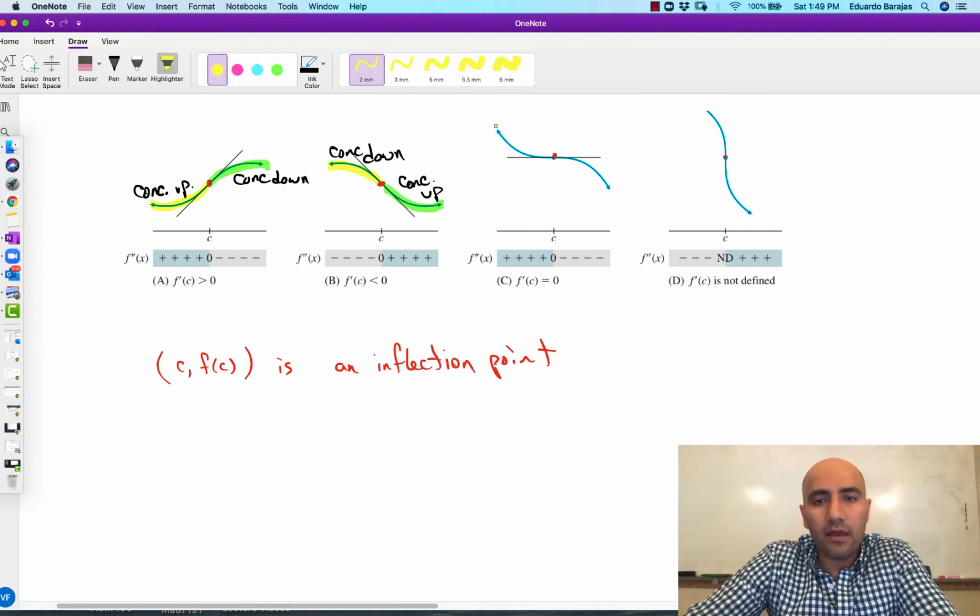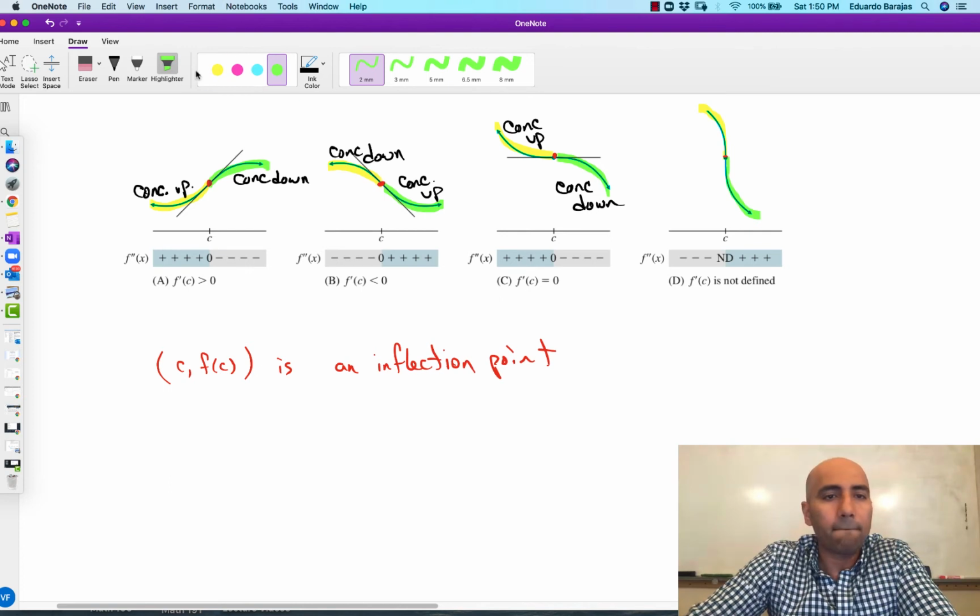Same thing over here. We have concave up there, and then it switches to concave down over here. So here we have concave up and then concave down. Finally, in this last example, we have a concave down part there, and then it switches to a concave up there. So concave down in the yellow zone, and then it switches over to concave up.